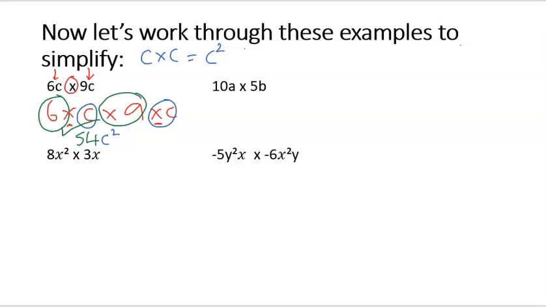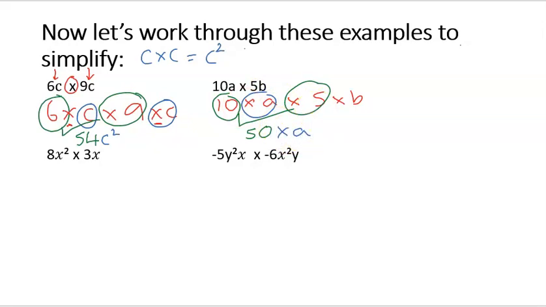Moving on to the next example, we've got 10a multiplied by 5b, so I'll expand it first. 10 multiplied by a, multiplied by 5, multiplied by b. Again, we're going to multiply the numbers together first. 10 multiplied by 5 is 50. And then we've got multiplied by a and multiplied by b. We can't simplify that any further, so the only thing left to do is to rewrite it and remove those multiplication signs, so it becomes 50ab.